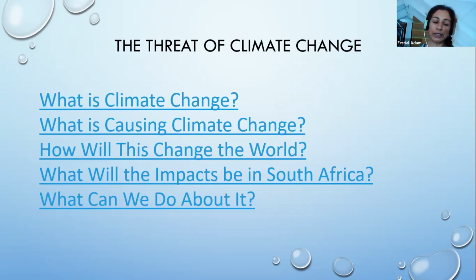In terms of climate change, if you've been part of COPEC's other workshops, you'd know that we have had what is climate change, what is causing climate change, how will this change the world, what will the impacts be in South Africa, what we can do about it. And we write it in very simple language so that people understand. Because often when you talk about climate change, it just seems like science that is beyond the reach of ordinary people. So that's what we try to do in this guide.